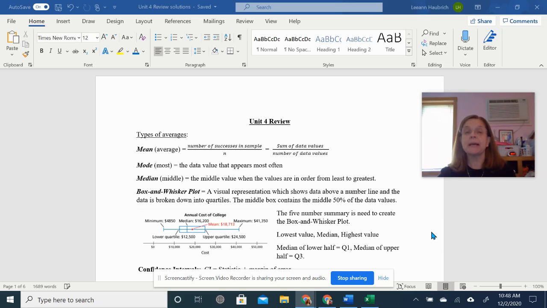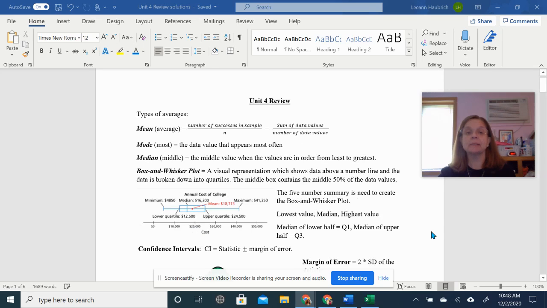Next, we looked at the box and whisker plot. A box and whisker plot is a great way to represent data because the data is represented in four segments, each segment representing a quartile, which means 25% of your data values, and it goes above a number line. So it's easy to read what the values are. I like what's called the 5-number summary down here.